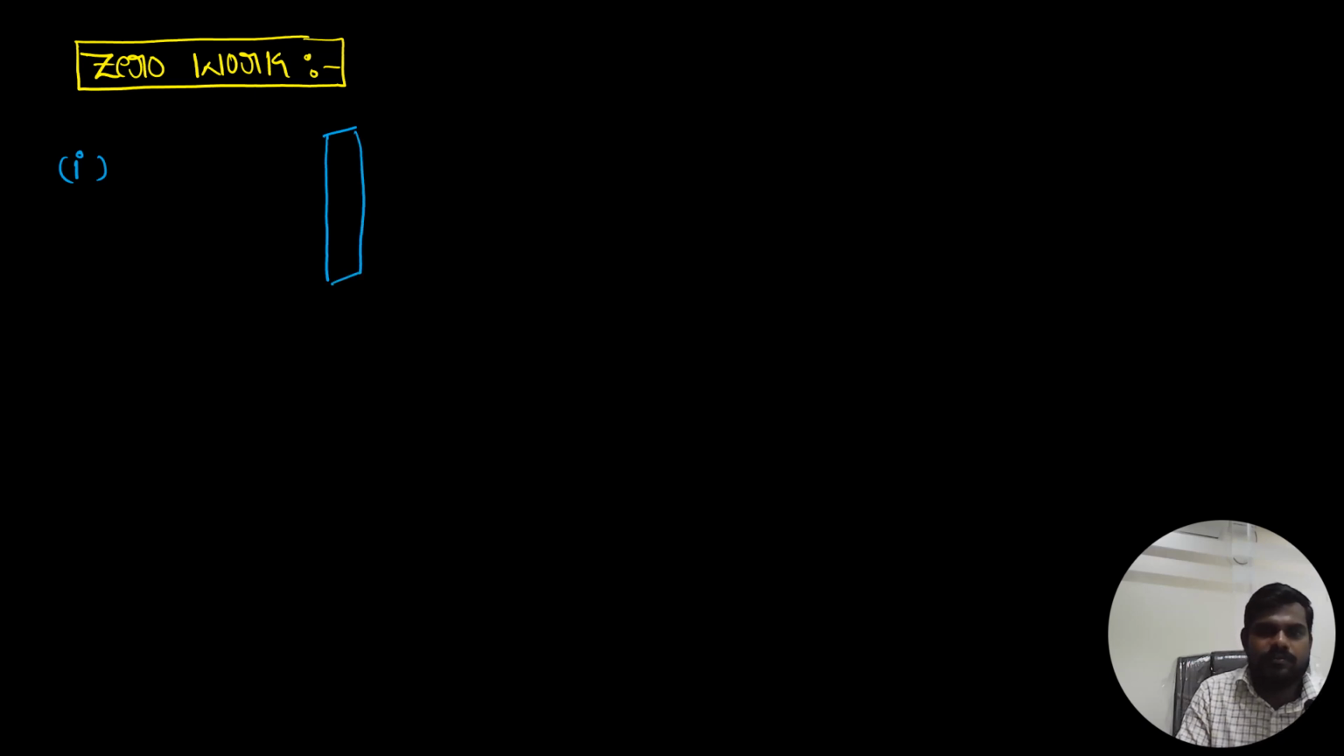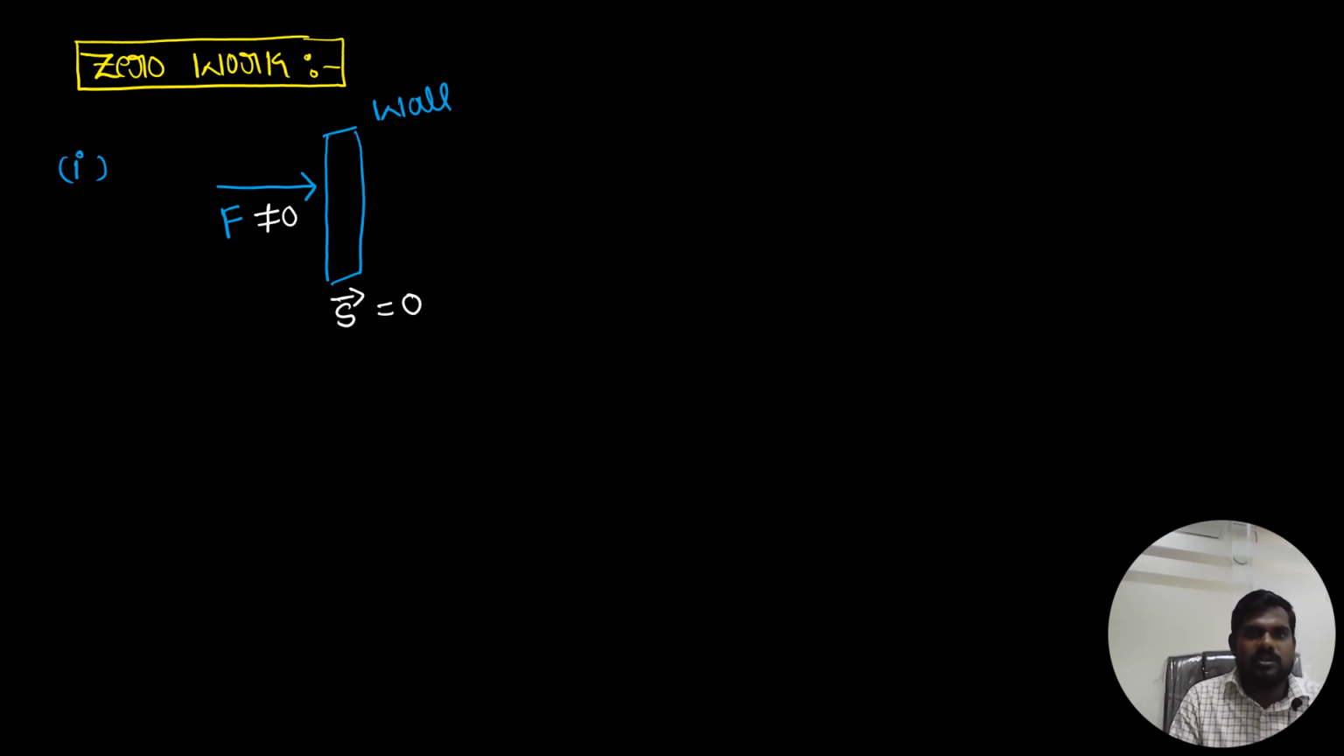This is the wall. Maybe you are applying a force. This is the applied force. If you push, you're applying some force on the wall. So F is not equal to zero, but the wall is not moving. Then displacement is equal to zero. Now I will take the formula: W is equal to Fs. F into displacement zero, then work done is zero.